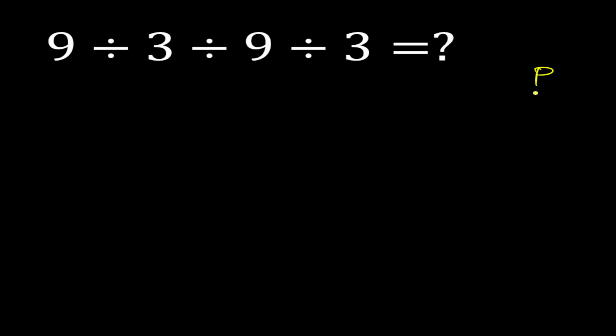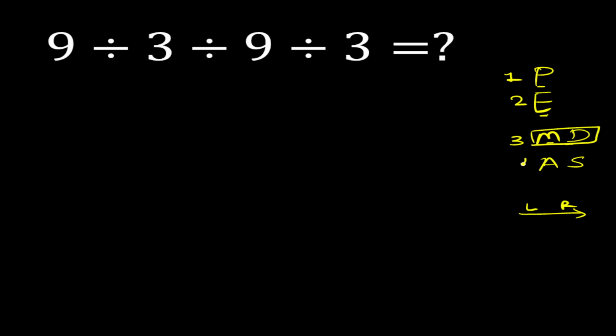PEMDAS. P-E-M-D-A-S. According to PEMDAS, first priority is parentheses, second priority is exponents, third priority is multiplication and division. Here multiplication and division both have equal priority, so we have to solve it from left to right. And fourth and last priority is addition and subtraction. Also addition and subtraction both have equal priority, so we have to solve it from left to right.